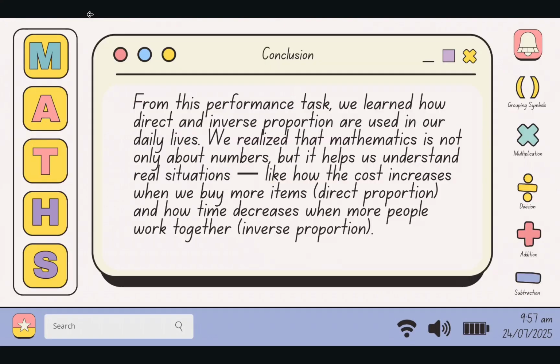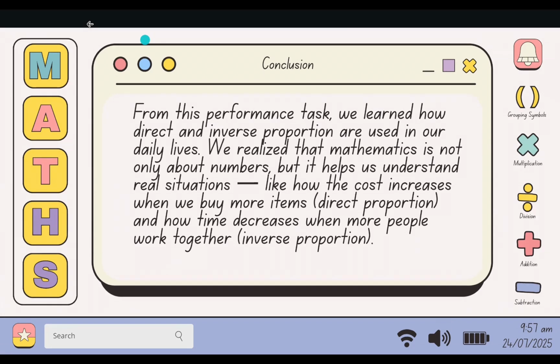So, in conclusion, from this performance task, we learned how direct and inverse proportion are used in our daily life. We realize that mathematics is not only about numbers, but it also helps us understand real situations, like how the cost increases when we buy more items, and how time decreases when more people work together.